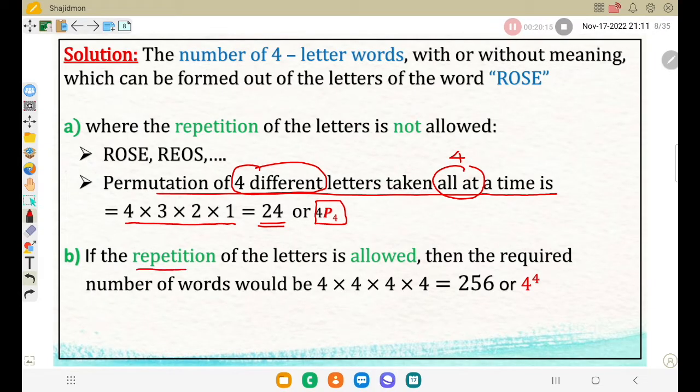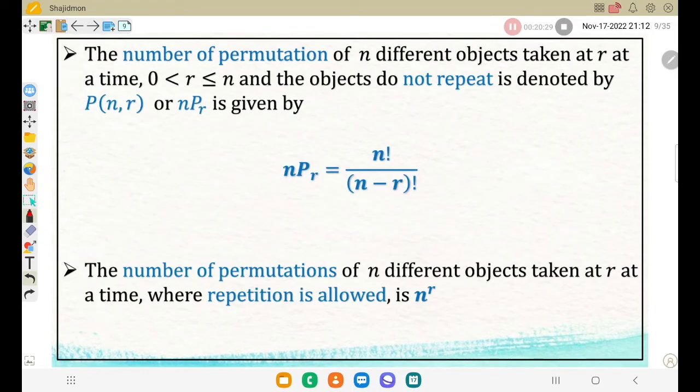Now if repetition is allowed, as I told you, n power r or 4 power 4, 256. Otherwise 4 multiply 4 multiply 4 multiply 4, we are getting 256. I hope you understood that one. Now let me come to the definition. Permutation definition. From these two examples, I hope you understood the meaning of permutation. Permutation means the arrangement of objects. A set of objects we are arranging in a specific order. You can take the full set of objects or part of the objects at a time, correct?